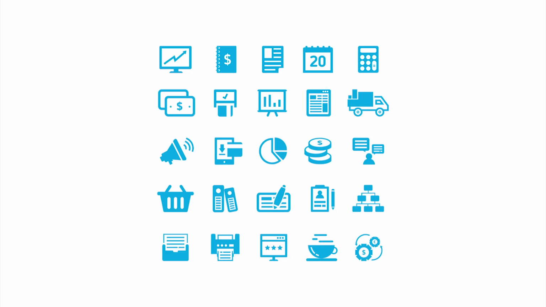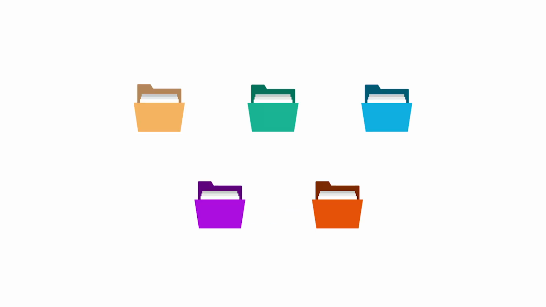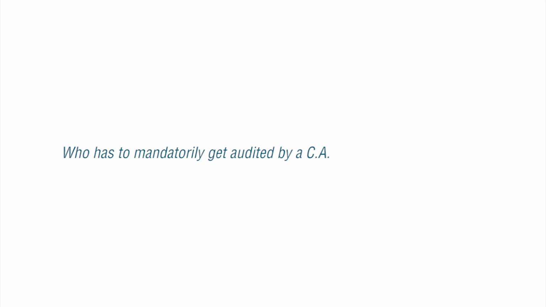All businesses can now maintain the following records in their place of business: manufacture of goods, inward and outward supply of goods and/or services, stock of goods, input tax credit availed, output tax payable and paid. It's important to maintain such records for 5 years, and it is much easier to hold them in electronic form. Who has to mandatorily get audited by a CA?